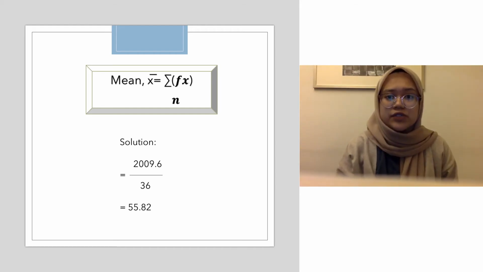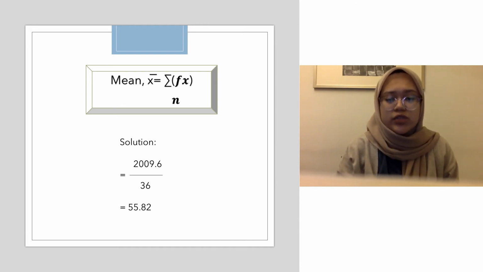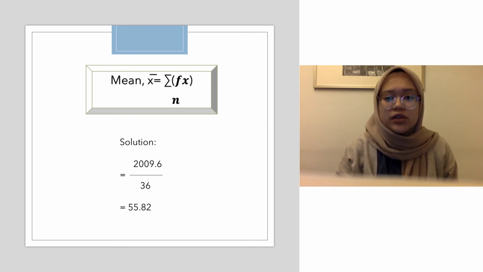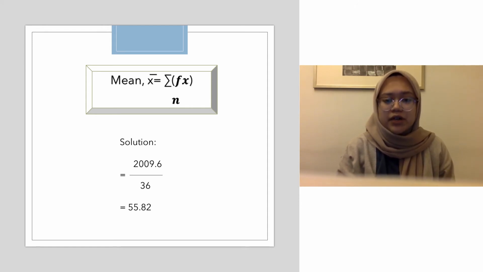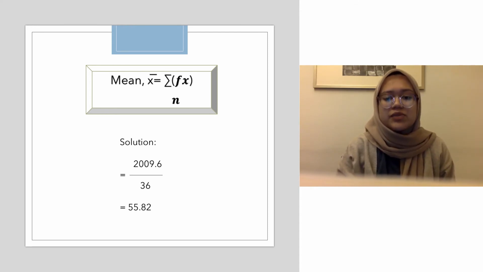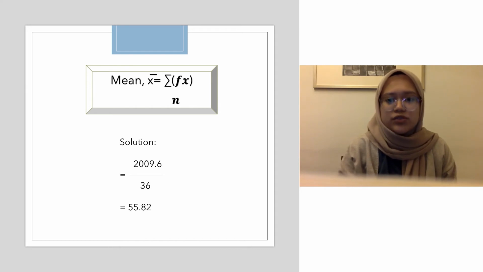Mean refers to the average used to derive the central tendency of the data in question. So here is the formula. As you can see, the total of 2009.6 comes from the total frequency multiplied by the midpoint of a class, divided by the number of entries in the sample, which is 36. So the mean of the labor force in Negeri Sembilan is 55.82.